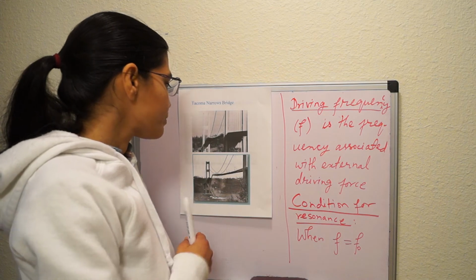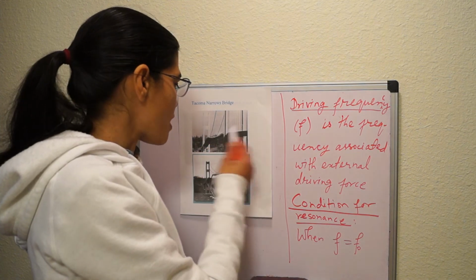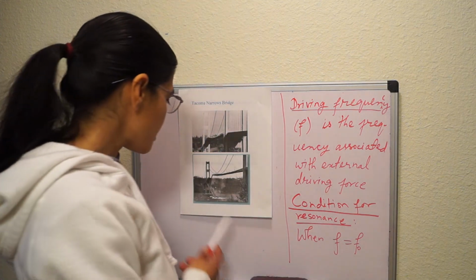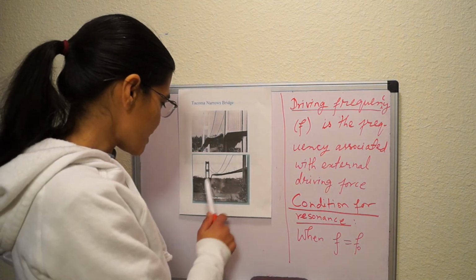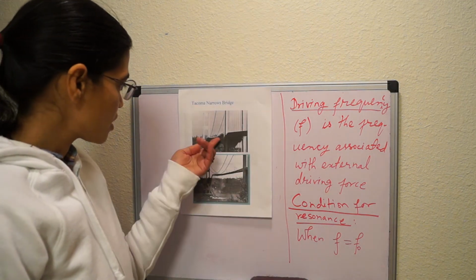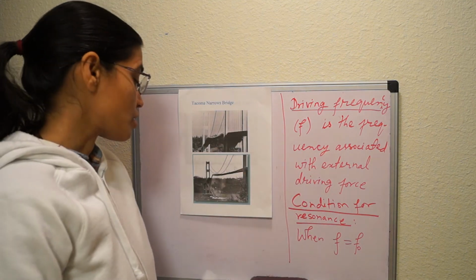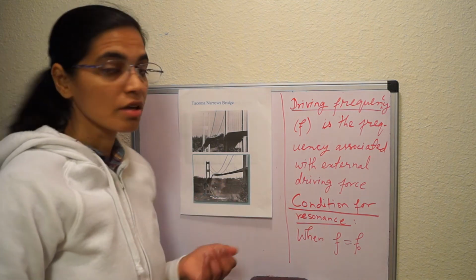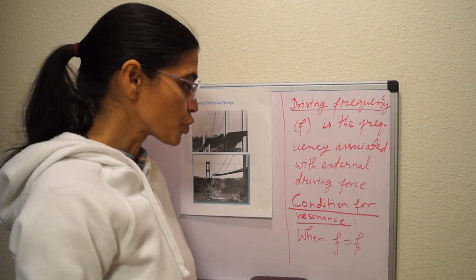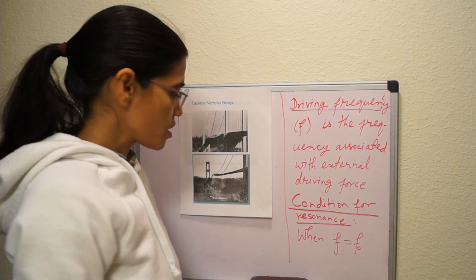Now when the natural frequency f naught of the bridge is very close to the driving frequency due to the external driving force, boom, look at this, the bridge is totally destroyed because of a very large oscillation. The bridge is just going up and down, and because such a large oscillation occurred, the bridge was destroyed. So it's very important to account for this condition for resonance.